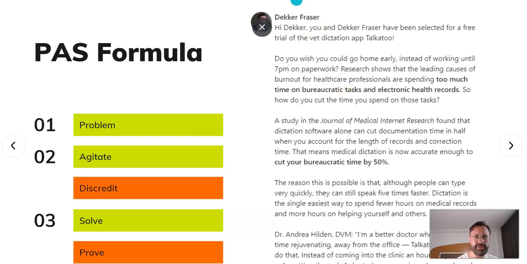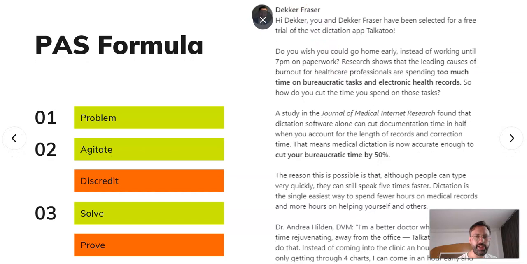So I did a variation for email where I include the discredit. I position the problem, I agitate the problem, and then in the email version I go through why other solutions are not going to work, because they require a lot of time, they require process flow changes, and there are all these cumbersome things involved. Whereas with this example, I don't use the discredit. I just go problem, agitate, solve, and prove.